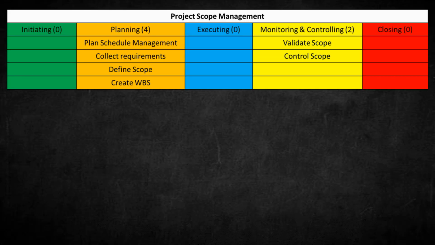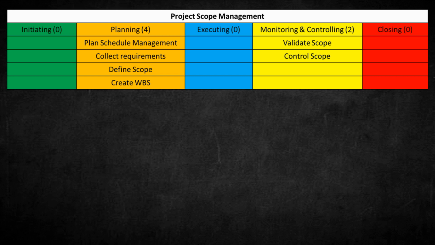There are 6 processes in the scope management knowledge area, 4 during the planning stage and 2 during the monitoring and controlling stage. Therefore, the scope management knowledge area only gets involved after the initiating stage and starts at the planning stage. During the executing stage, no process is needed, but we will validate and control the scope during the monitoring and controlling stage. These are the 6 processes of scope management.